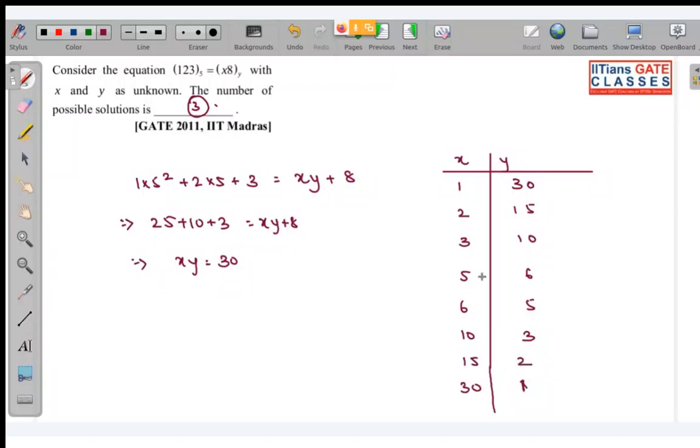Now we need to check which of them are valid. So look here, x is the base and y is a digit in this base.